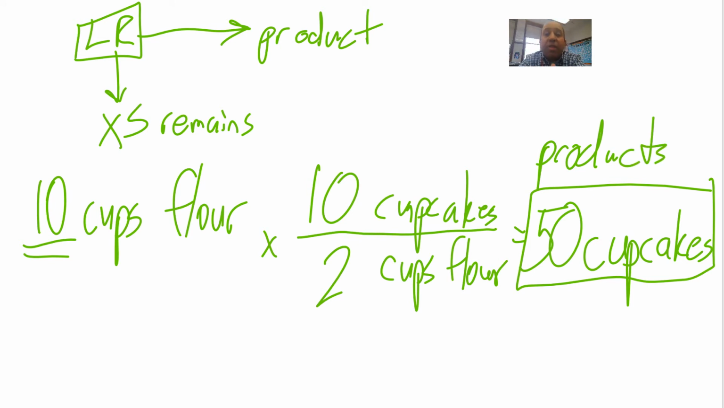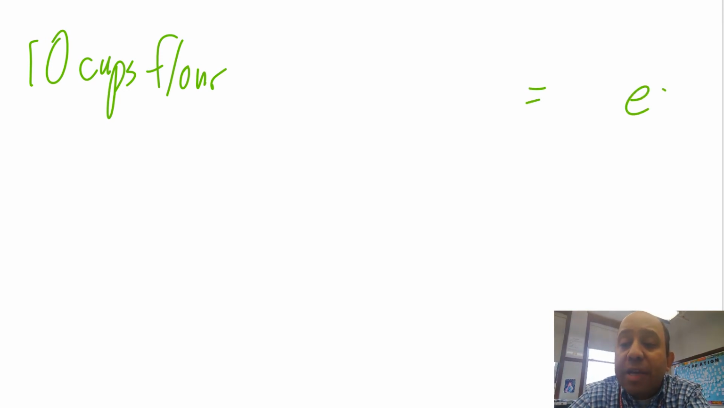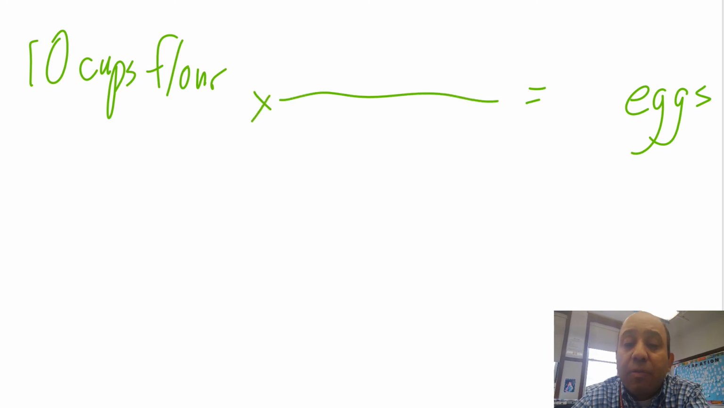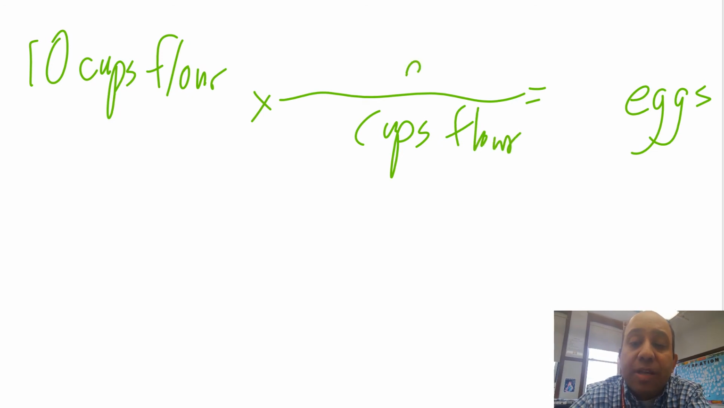The other thing that you can determine is the amount of excess that remains. And we're going to do that on the next slide here. So, we have 10 cups of flour. Again, you can only do these calculations with the LR. And we're going to figure out how many eggs we need for that 10 cups of flour. So you put cups of flour on the bottom, and you put eggs on the top.